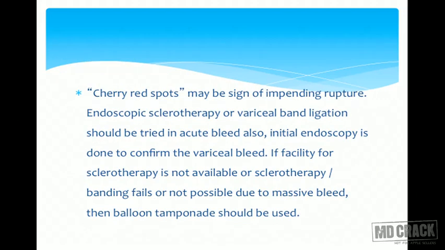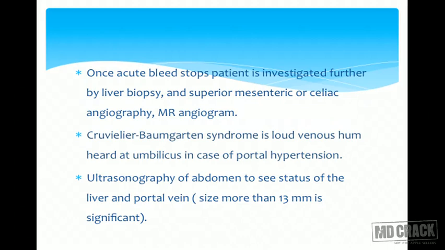We may see cherry red spots, which may be a sign of impending rupture. Endoscopic sclerotherapy or variceal band ligation should be tried in acute bleed also. So when a patient has an acute bleed, endoscopic variceal band ligation or sclerotherapy can be done. If facilities for sclerotherapy are not available, or sclerotherapy or banding fails, or it is not possible due to massive bleed, then balloon tamponade can be done. Once the acute bleed stops, the patient is investigated further by liver biopsy and superior mesenteric or celiac angiography or MR angiogram.